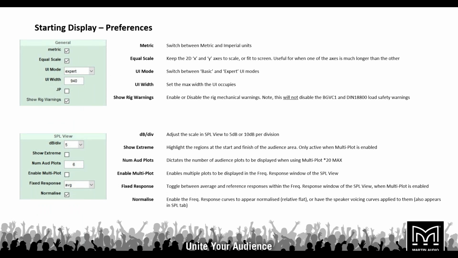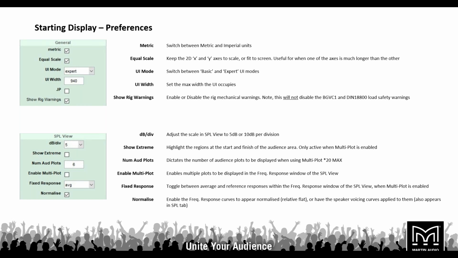Let's take a look at just a couple that I'm going to highlight here for you. In general, everything is pretty much self-explanatory. I'm going to touch base on show rig warnings. That enables or disables the rig mechanical warnings. So once you get to the rigging tab, it will not, and I repeat, it will not disable the load safety warnings. All those BGV C1 and DIN safety warnings at the bottom right are there for a reason. Those pertain to the mechanical interactions of the actual array, and those cannot be disabled.